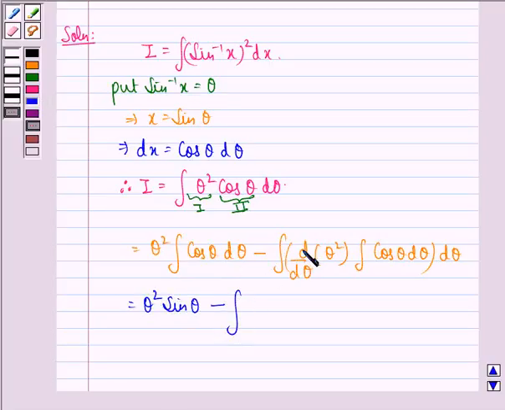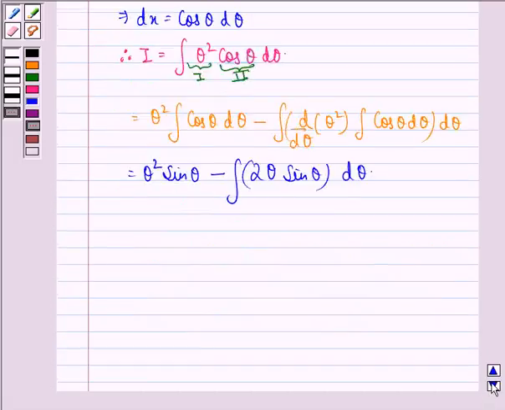minus d by d theta of theta square is 2 theta, and integral cos theta d theta is sine theta, this into d theta. This is equal to theta square sine theta minus 2 into integral theta sine theta d theta.